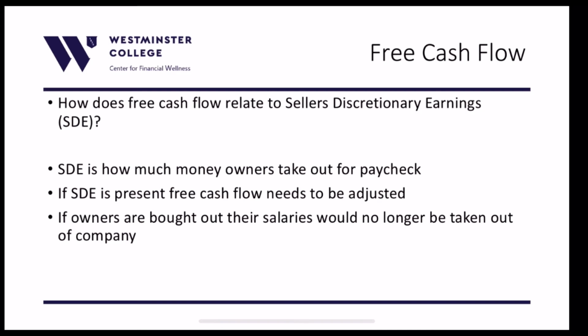This is because if an investor is looking to buy a company, the current owner would likely no longer be able to take out an owner draw because someone else owns the company. The money that they used to take out for their draw would essentially return back to the company, and that is why it needs to be accounted for.